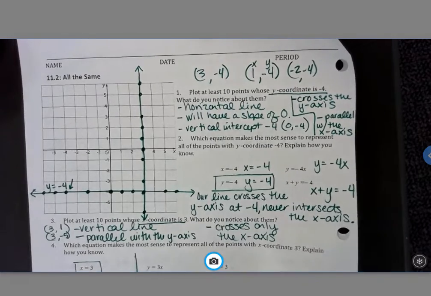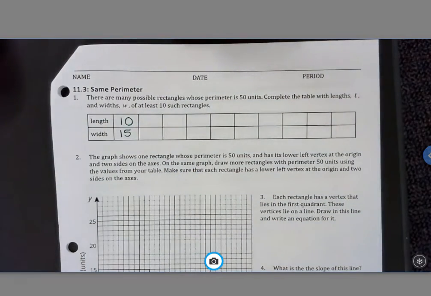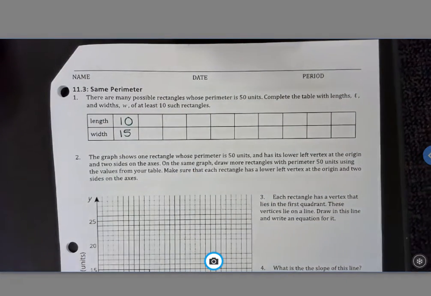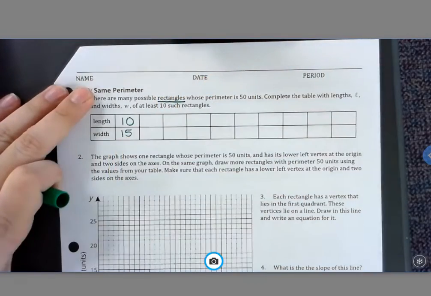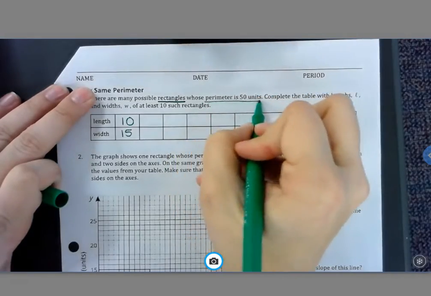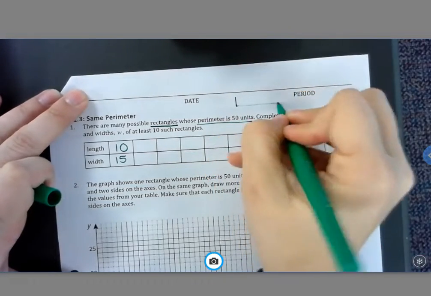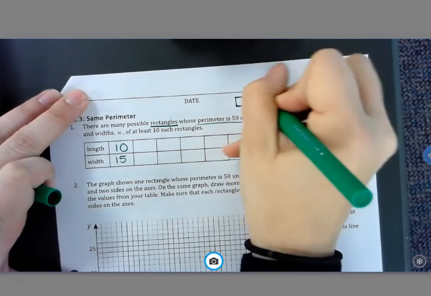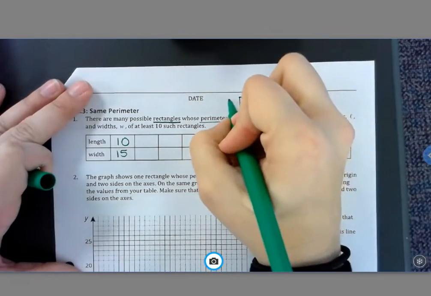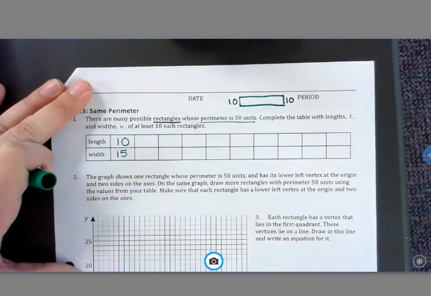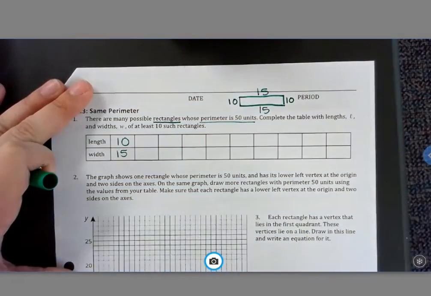Okay? All right, so flip to the third page. That is where we had left off yesterday. Okay, so the directions here state that we want all the possible rectangles that have a perimeter of 50 units. As you recall, rectangles end up having the same side measurements for opposite sides. So if this was 10, that would make this also 10. If this one was 15, that would make this one 15.